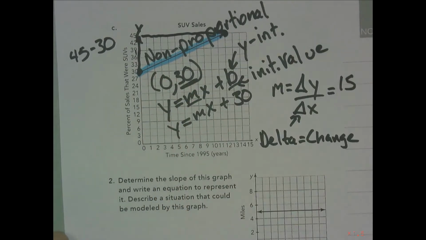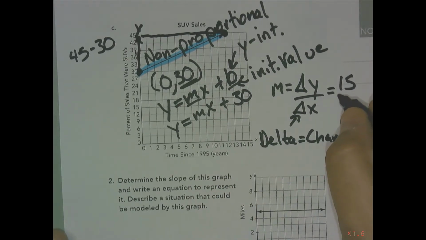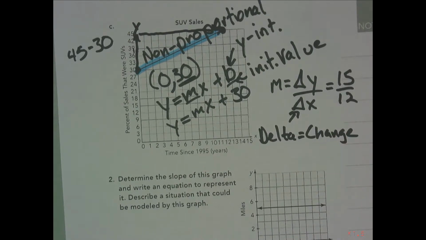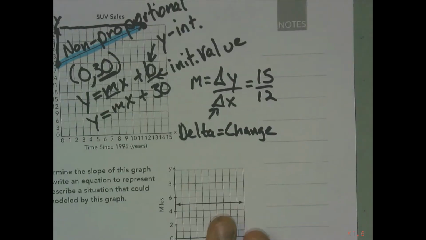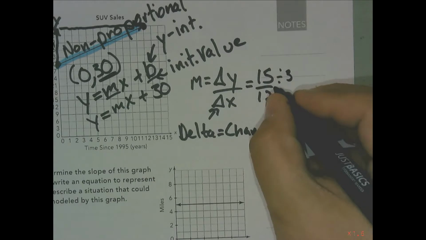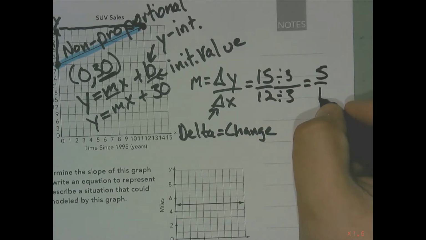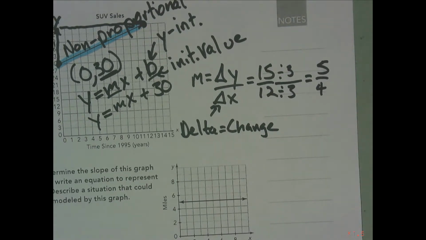Now I'm going to go from here all the way over to here. So that would be 12. Now that's what I'm guessing. The Carnegie solution book has slightly different numbers, but that's okay. So now I can reduce that. Both numbers are divisible by 3, so I'm going to divide this by 3 and divide this by 3, and I get 5 over 4.